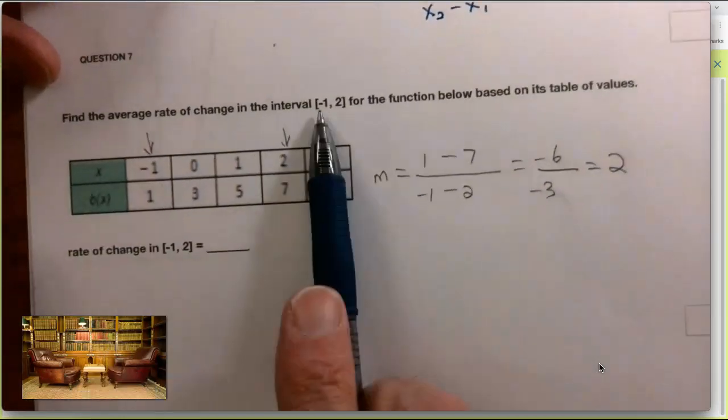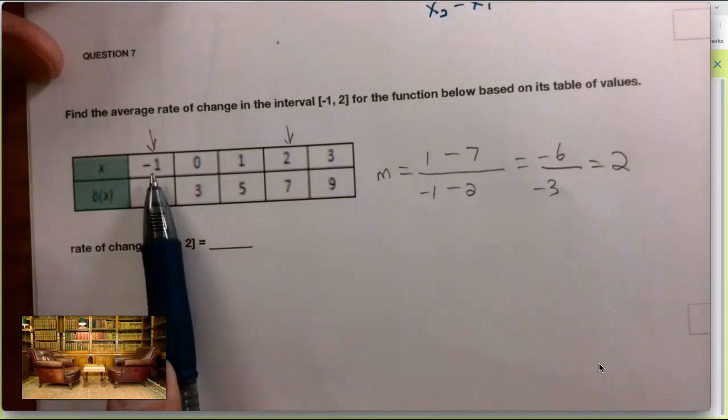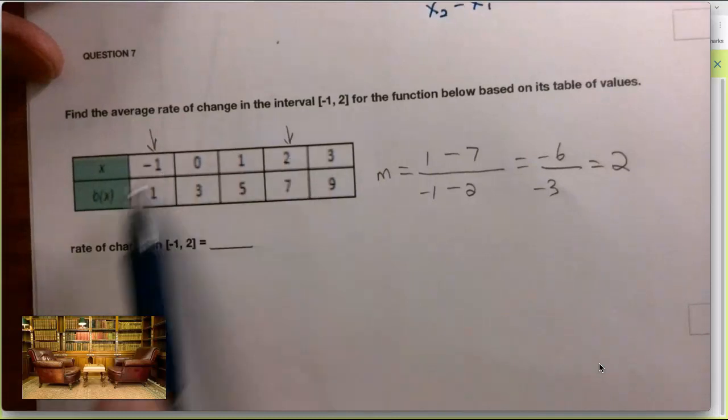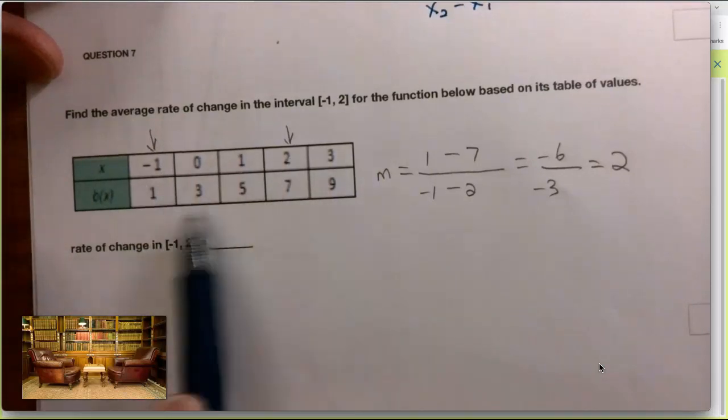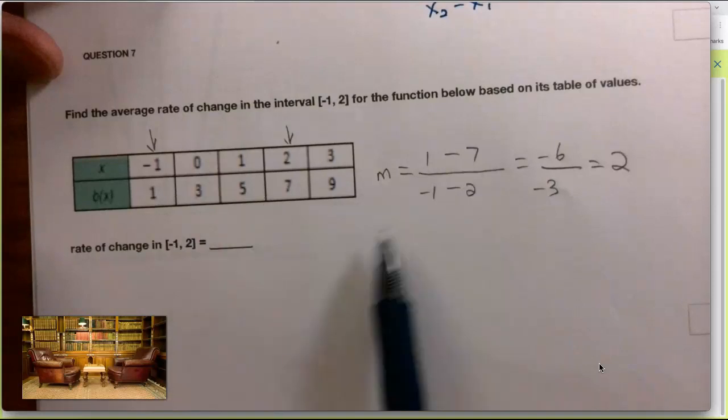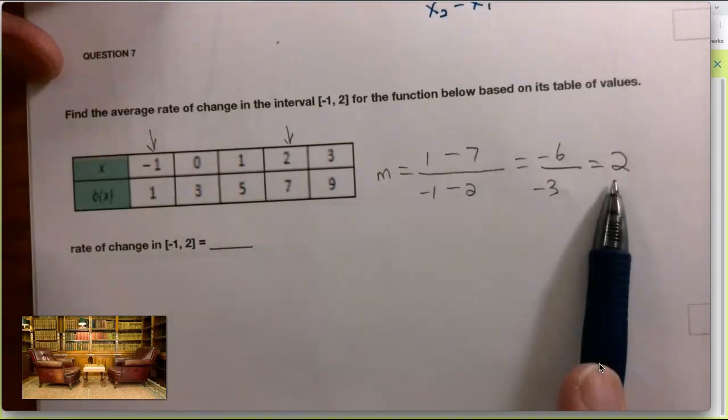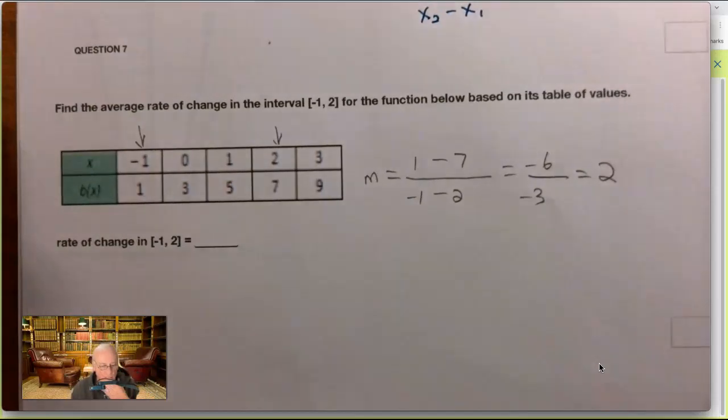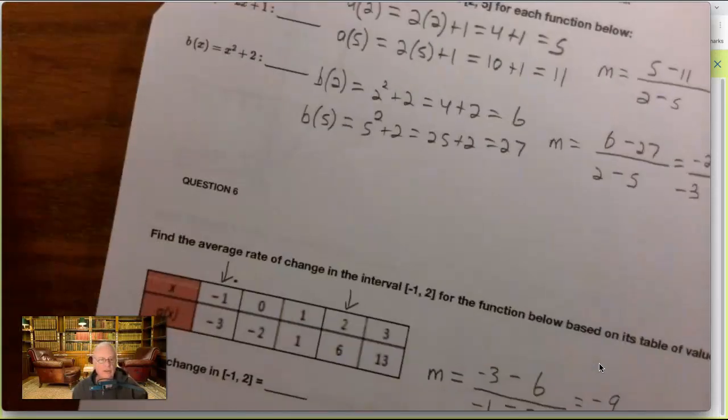Same with this one. -1 and 2. -1 and 2 are the x's. The corresponding y values are 1 and 7. That's what goes on top here. I ended up with 2 here. And you can stop the video. I just have to get going here and run out of time.